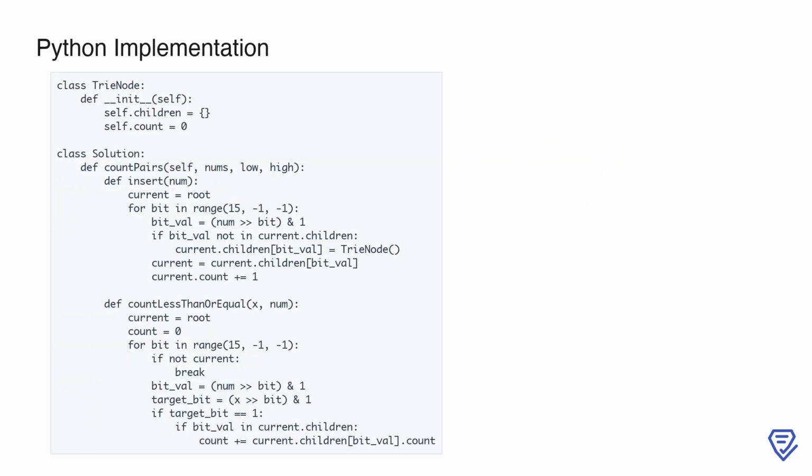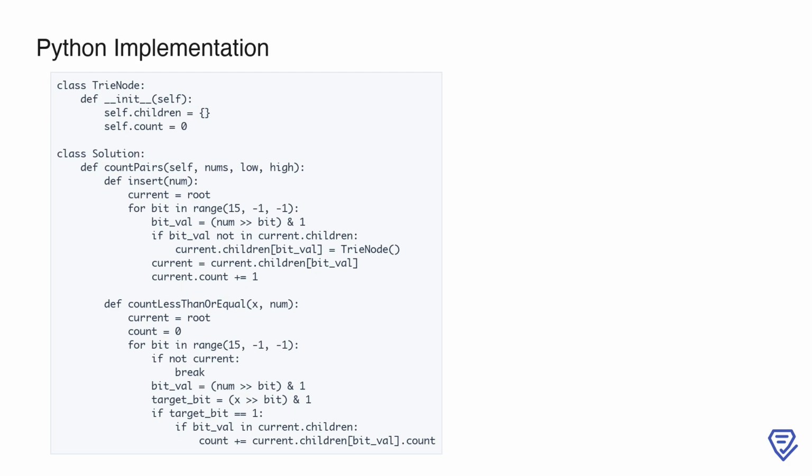Here, we begin by defining a tree node class to represent each node in our tree data structure. Each node has two attributes: children, which is a dictionary to store child nodes for the binary bits 0 and 1, and count, which keeps track of how many numbers pass through this node.